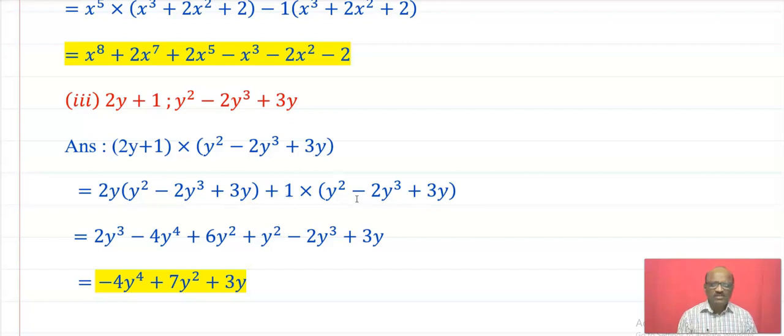म्हणजे 1 ने जेव्हा मल्टिप्लाय ते रिमेन ॲज इट इज. आणि ब्रॅकेटच्या बाहेर प्लस साइन आहे म्हणून साइन पण त्यांचं चेंज होणार नाही. Therefore it is y square minus 2y cube plus 3y, and hence the final answer.